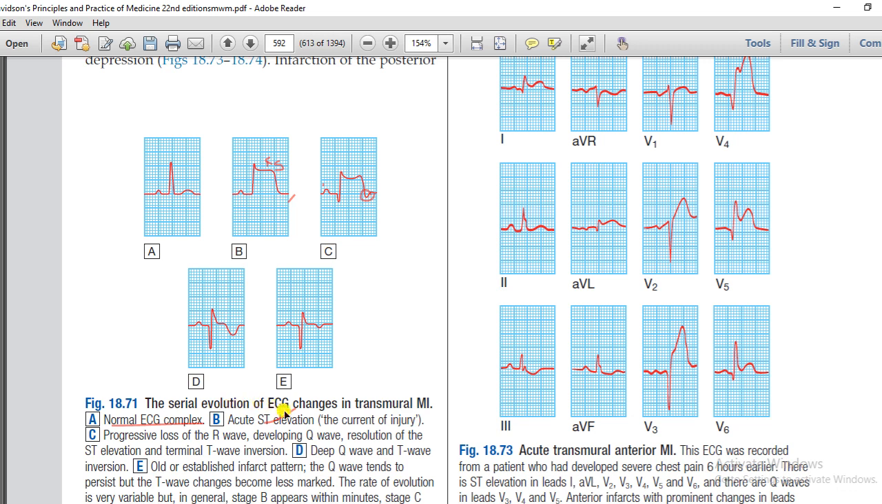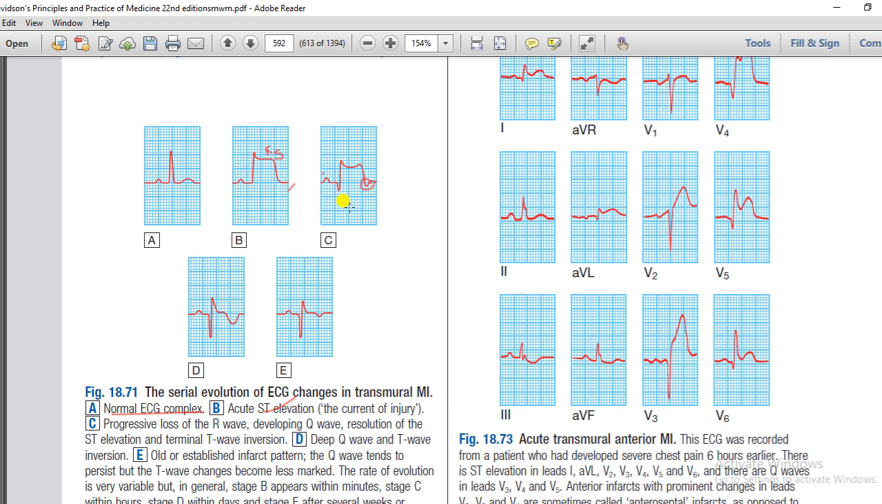This is the serial evolution of changes in transmural MI. At first it is normal, then there might be elevation of the ST segment, then there might be loss of height of the R wave. So let's compare these two figures. Previously the R wave was at the top, and in this figure the R wave is a little below the previous value, and similarly the T wave is inverted in this case.